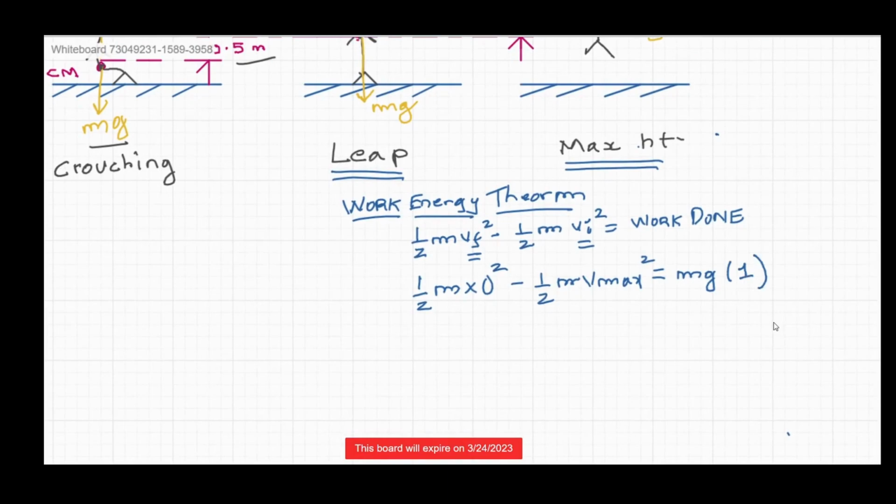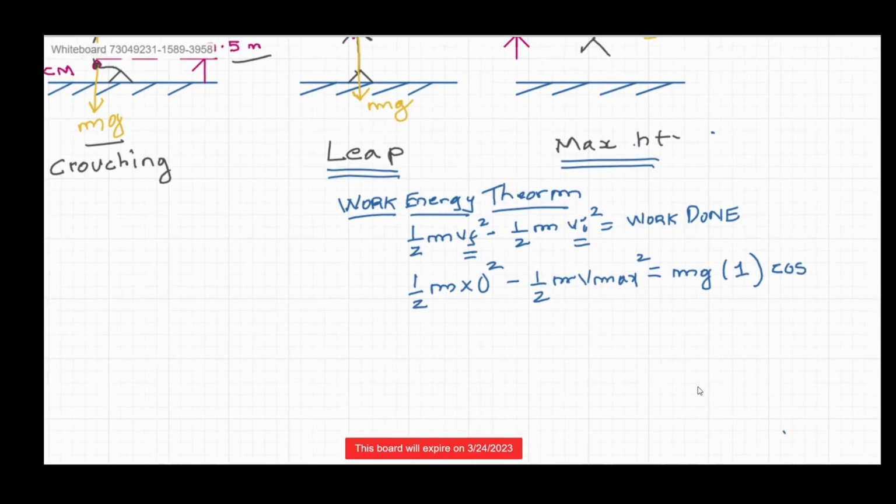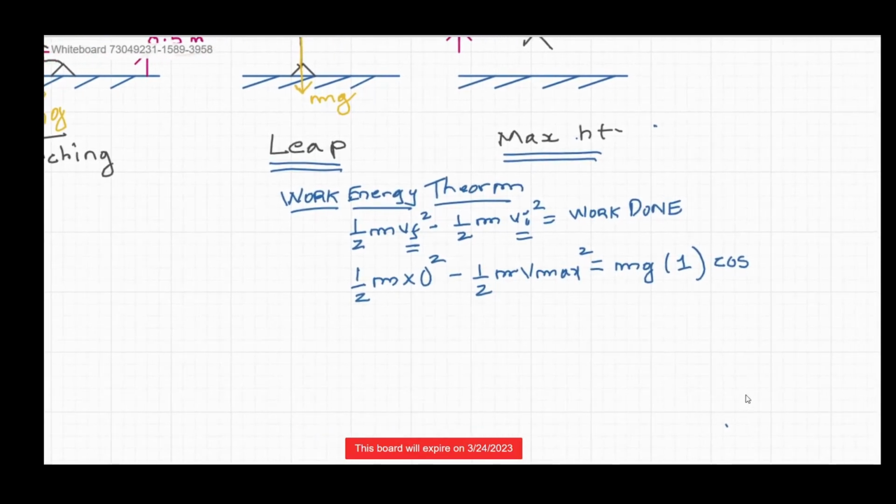There is one more thing which you need to add. Work done is always the force into displacement into cos of the angle between the force and the displacement. Since the force is downward but he is moving upward, the angle is 180 degrees. Therefore, the work done by the gravitational force will be negative. So the first term vanishes over here, and we get minus half m v max square. Okay, and you will get a negative mg.